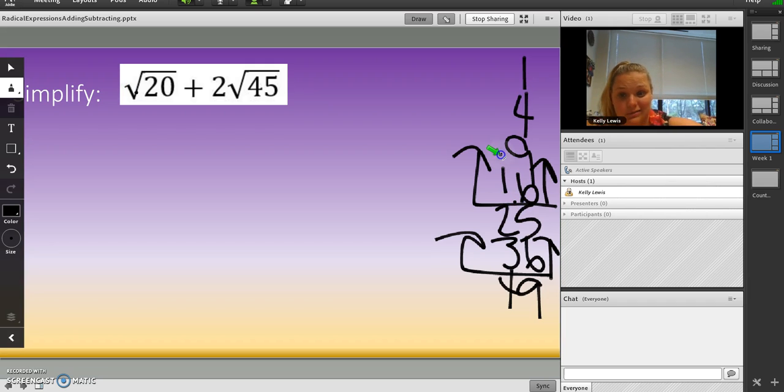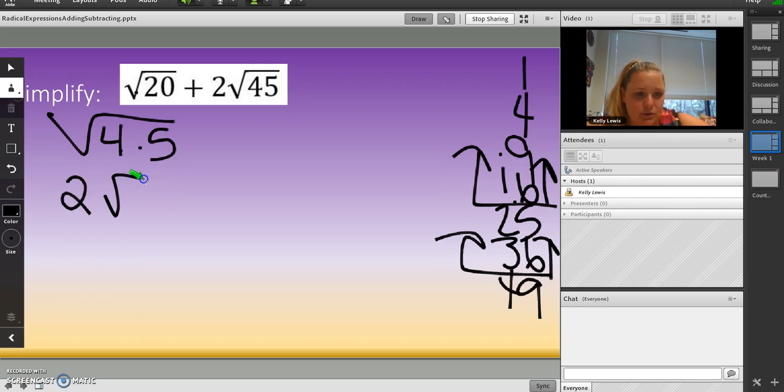There's a decimal, doesn't work. 20 divided by 9, the decimal doesn't work. 20 divided by 4 works. So 4 times 5. So square root of 4 is 2, square root of 5. So that's square root of 20.